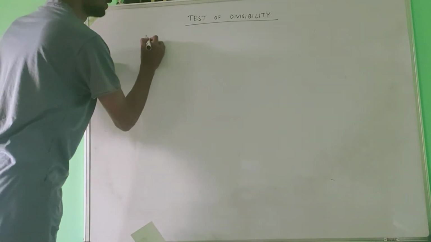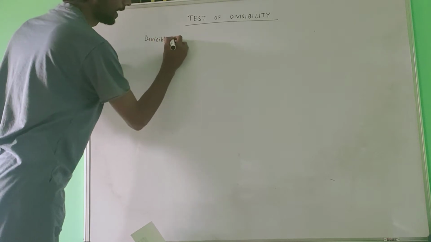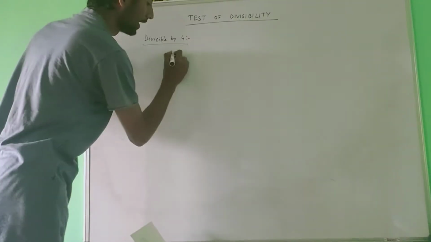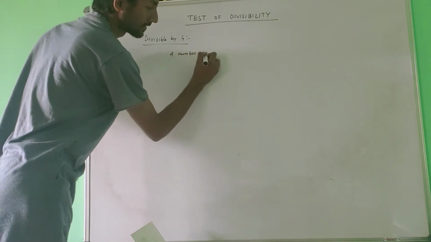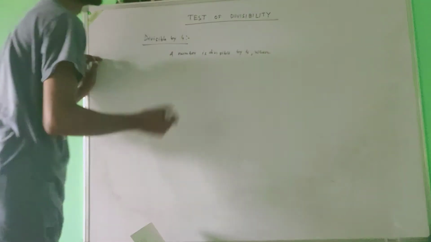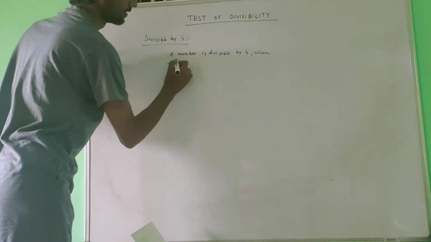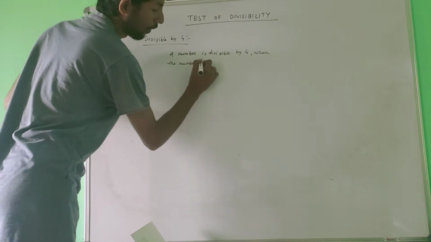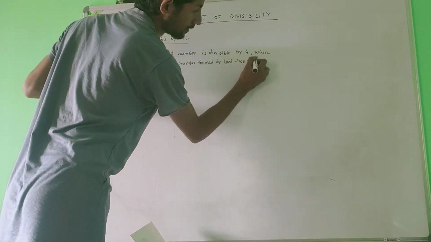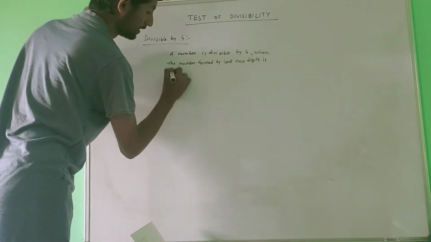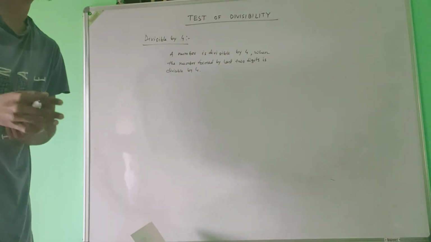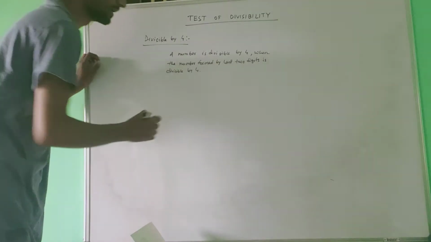Now we will do divisibility by 4. A number is divisible by 4 when the number formed by its last two digits is divisible by 4.